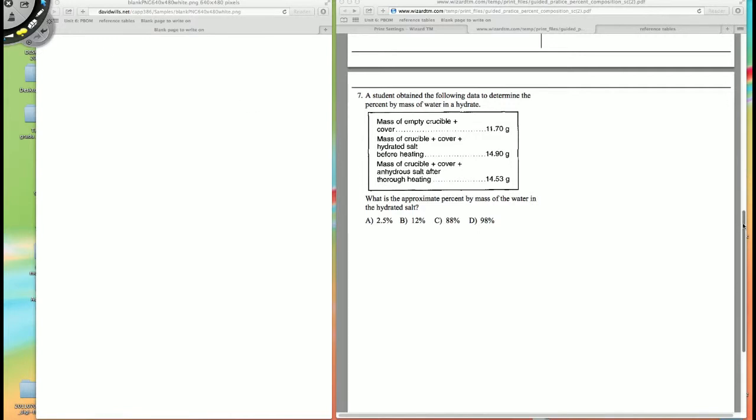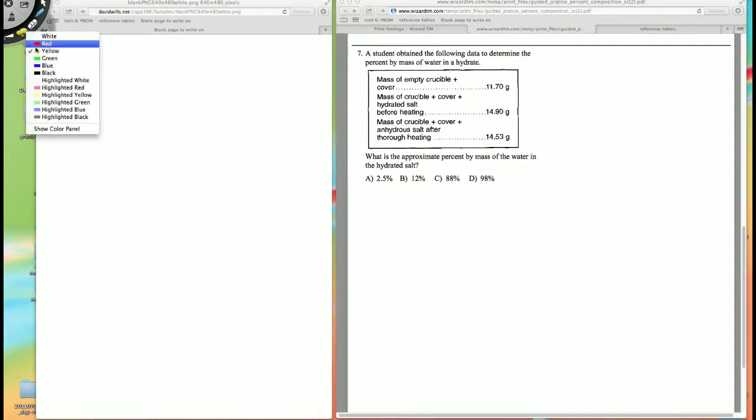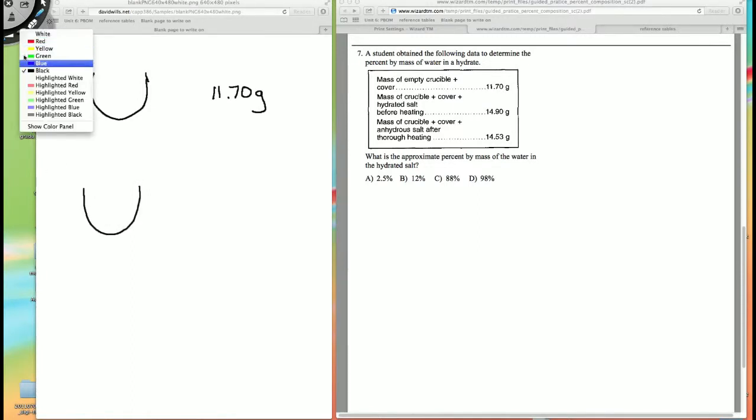A student obtained the following data to determine the percent by mass of water in a hydrate. This question is identical to the previous question, number 5, except you have different numbers. They give you an empty crucible, which is your bowl, and it has a cover on it, which I'm not going to even attempt to draw. And they're telling you that that thing weighs 11.70 grams.